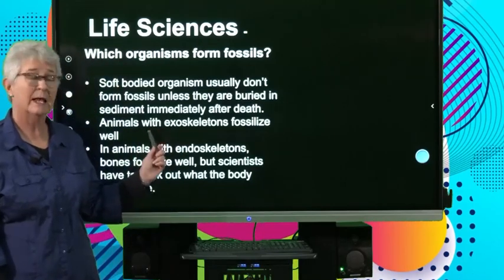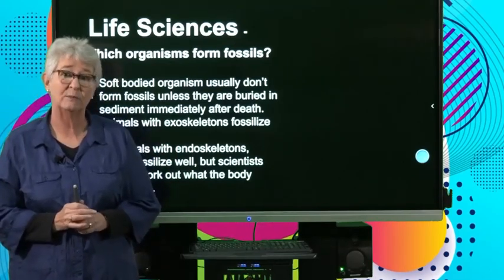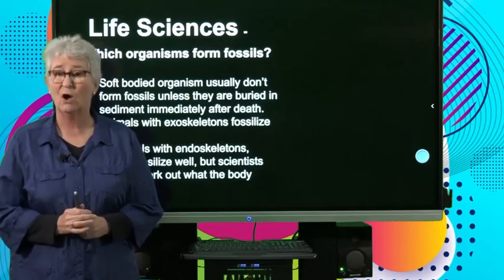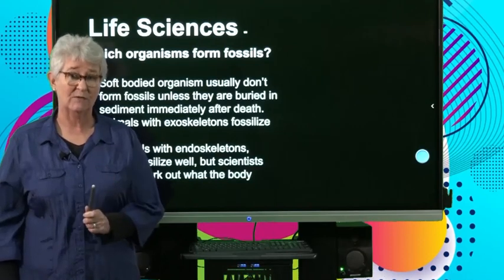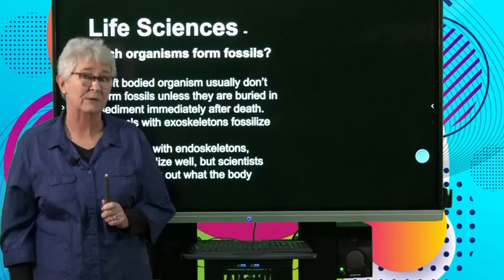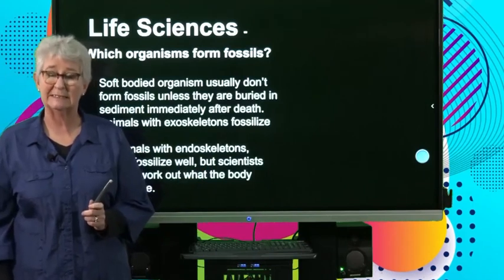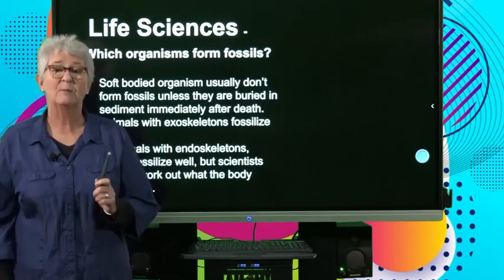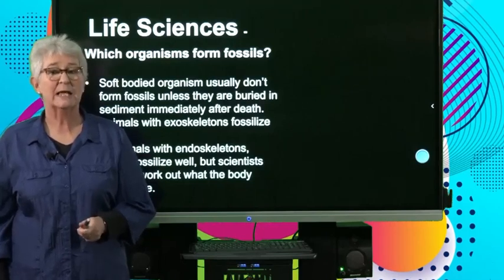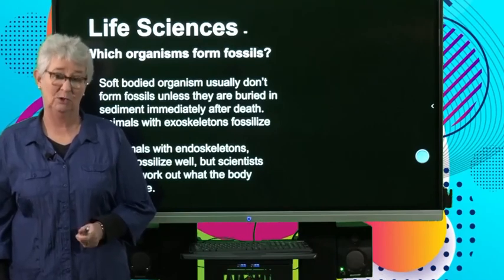Animals with exoskeletons, like your insects, your arthropods, your crabs, fossilize very well because they have a hard exoskeleton. And as we know from the previous lesson, anything hard fossilizes very well. Then, if we look at animals with endoskeletons, skeletons inside their body, the bones fossilize, but the soft parts of the body generally don't. So scientists have to look at the bones and then work out from the bones what they think the animal looked like.